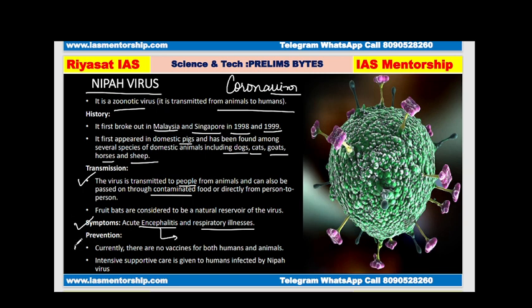Very important point, I am marking a star here, that there are no vaccines for both humans and animals till date. This statement can come in your prelims examination, and I am sure that you will eliminate it by seeing that ma'am here is the extreme word no. But this is not the case, guys. Actually, there is no vaccine. Basically, supportive care is given against this virus.